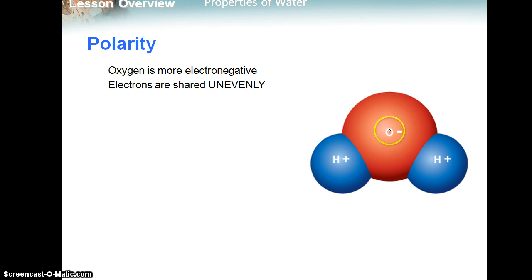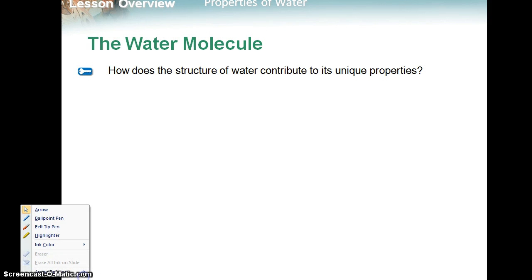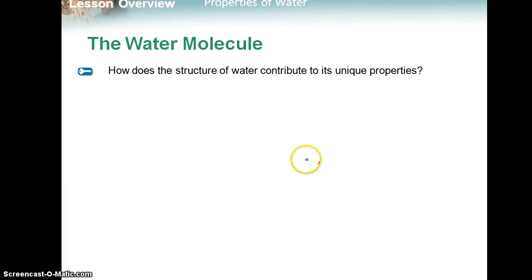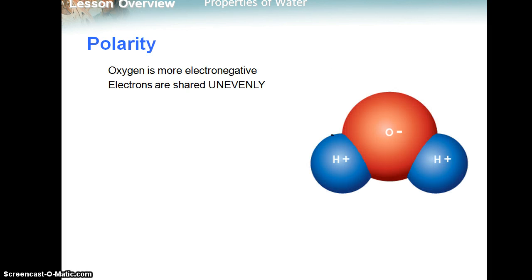Water is made up of two hydrogens and one oxygen, and the oxygen is more electronegative than the hydrogen, and so oxygen wants the electrons more than the hydrogen does. There are more protons in oxygen than hydrogen has. Oxygen has 8 protons, and hydrogen only has 1 proton, and so the electrons are going to be drawn towards these 8 protons more than the hydrogens.